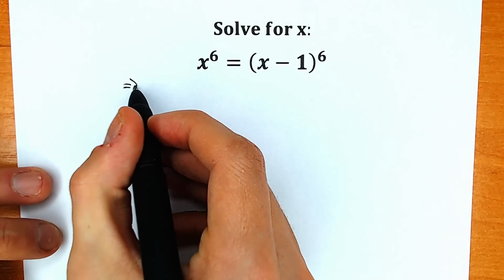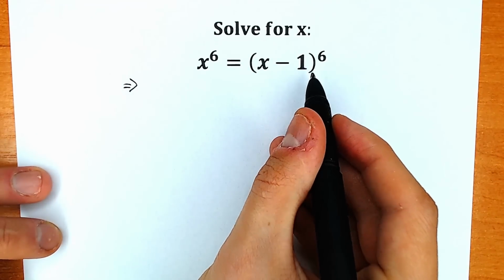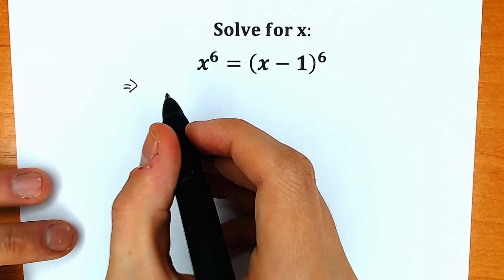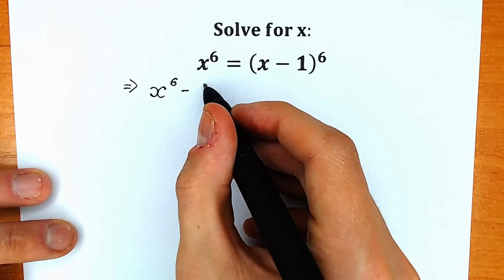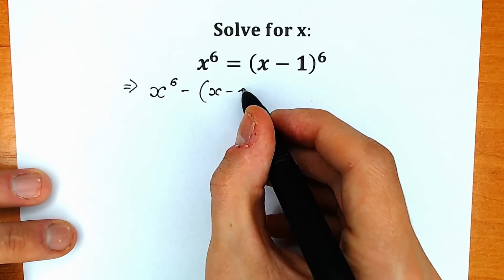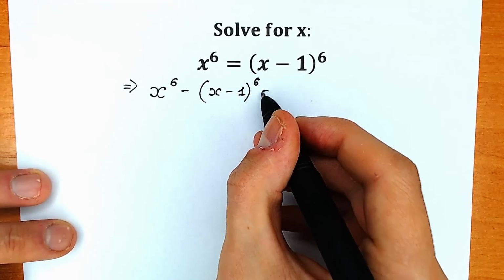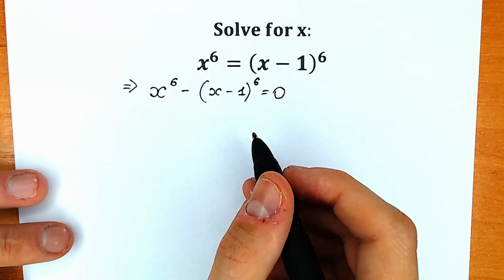So first of all, let's bring this (x minus 1) to the 6th power from our right side to the left side. As a result, what do we have? x to the 6th power minus (x minus 1) to the 6th power, and of course equal to 0. This is our first step.